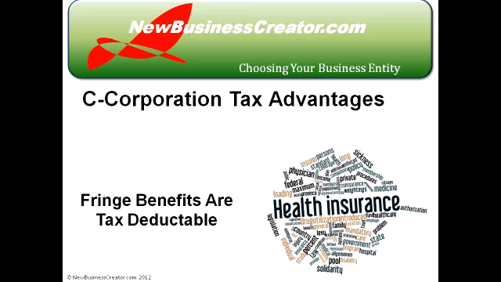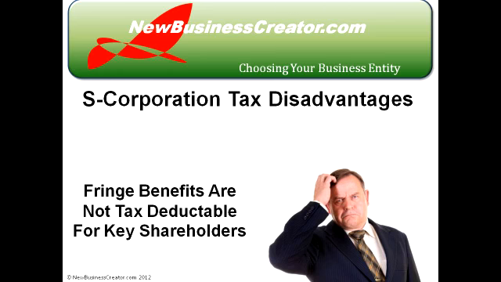S Corps do not have the same benefits of tax deductibility for fringe benefits that C Corps enjoy. With S Corps, fringe benefits are not tax deductible for owners that are considered key shareholders. Unfortunately, you only have to own 2% or more of the company to be considered a key shareholder. The bad news only gets worse. IRS attribution rules also disallow tax deductions for fringe benefits given to spouses of key shareholders.